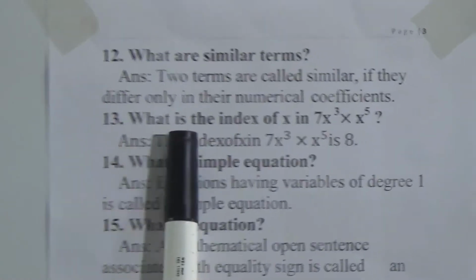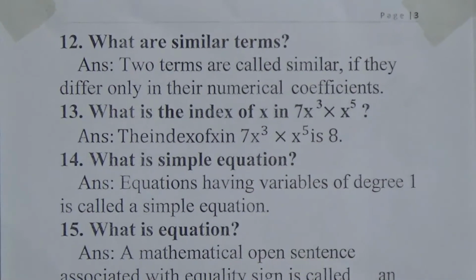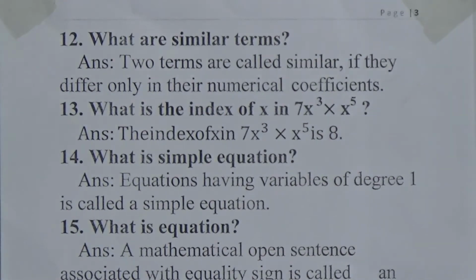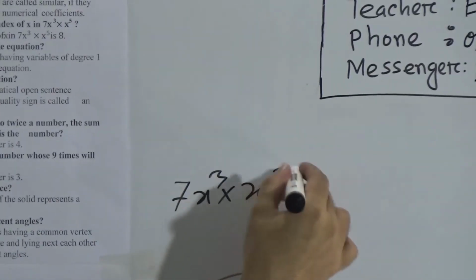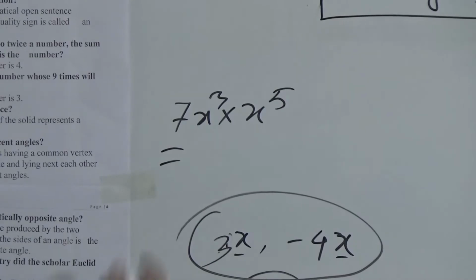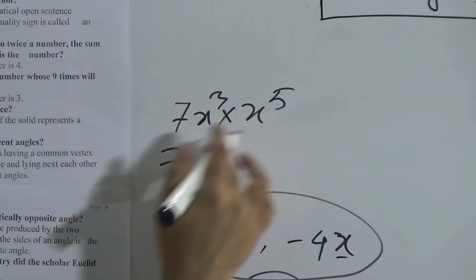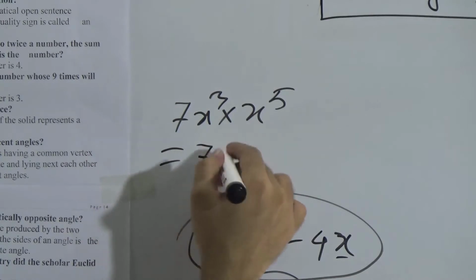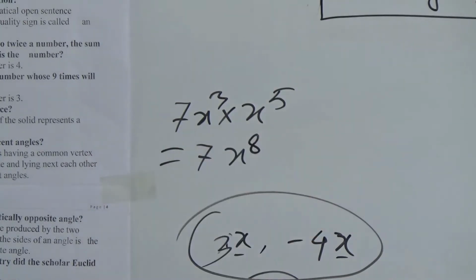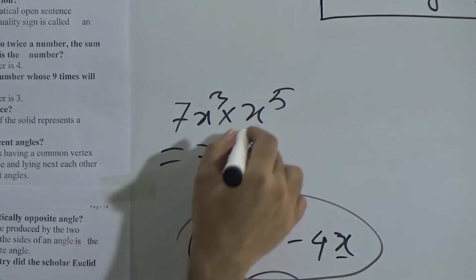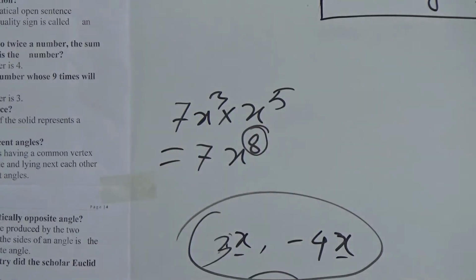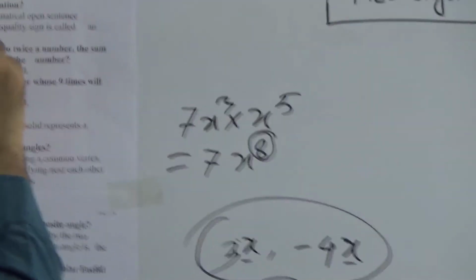Okay, dear students. Now question 13. What is the index of x in 7x cube into x to the power 5? Now see here 7x cube into x to the power 5. If we calculate here, we will get 7x to the power 8. So the index of x is 8 here. So we can write index of x.